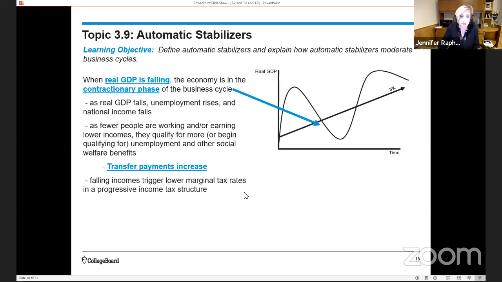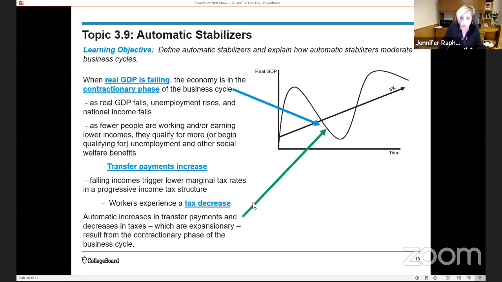So simultaneously, falling incomes for those workers who are earning less trigger lower marginal tax rates that result from a progressive income tax structure as well. And workers effectively experience a tax decrease. And these two are, of course, expansionary. So as the economy starts contracting, right, as real GDP is falling, as incomes are falling, and unemployment benefits are increasing, and marginal tax rates are falling, you get this sort of expansionary effect triggered by the automatic stabilizers. So that's sort of the mechanism and explanation for how automatic stabilizers work.